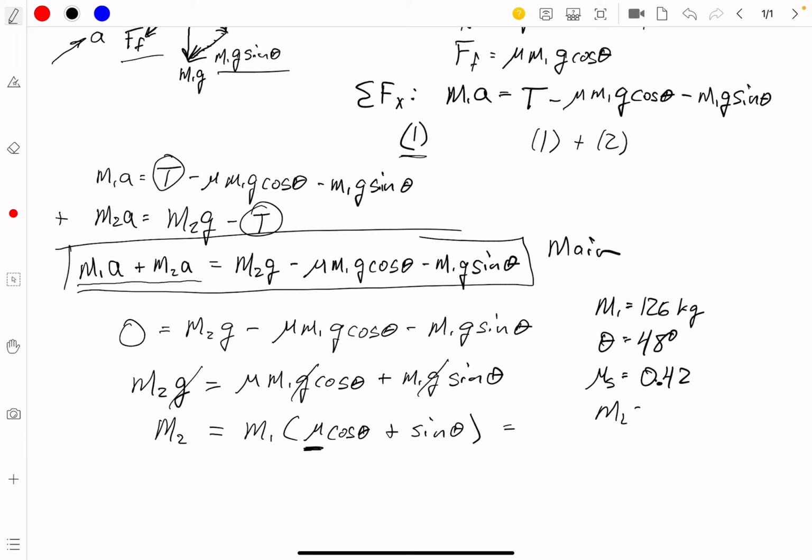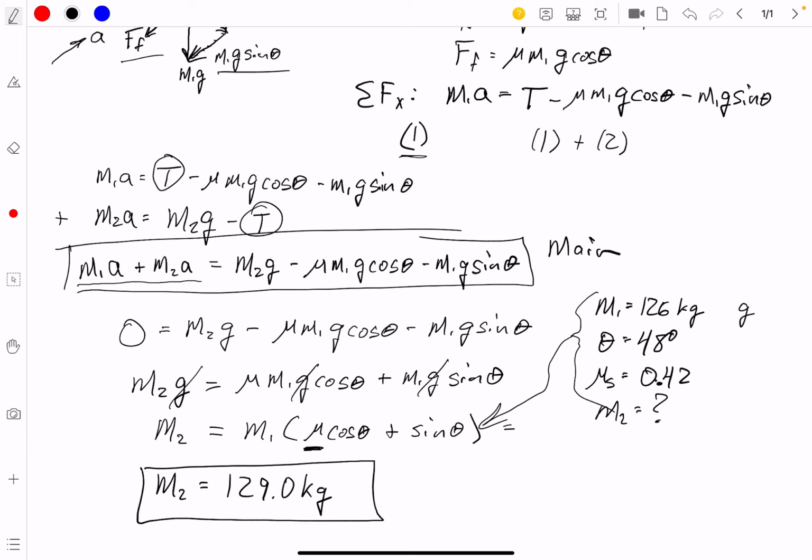So m2 is the thing that we are questioning. What in the heck is m2? Of course, you know g and all that other stuff. We're going to leave that out, but it's not even in our equation, so fine. So m2, if you take these numbers and throw them in there, what do we get? m2 equals 129.0 kilograms. So hopefully that's what you got there.